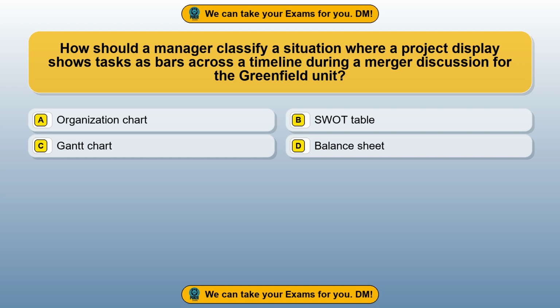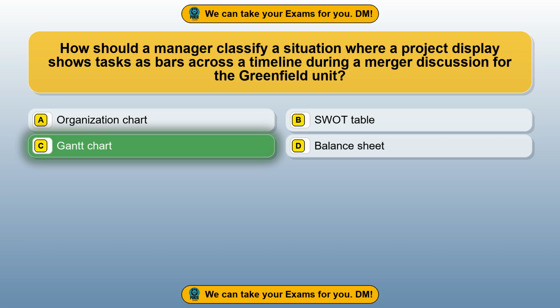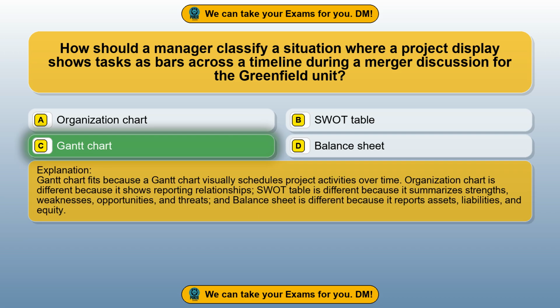Option A, organization chart. Option B, SWOT table. Option C, Gantt chart. Option D, balance sheet. The correct answer is option C, Gantt chart. Gantt chart fits because a Gantt chart visually schedules project activities over time. Organization chart is different because it shows reporting relationships. SWOT table is different because it summarizes strengths, weaknesses, opportunities, and threats, and balance sheet is different because it reports assets, liabilities, and equity. Question 23.